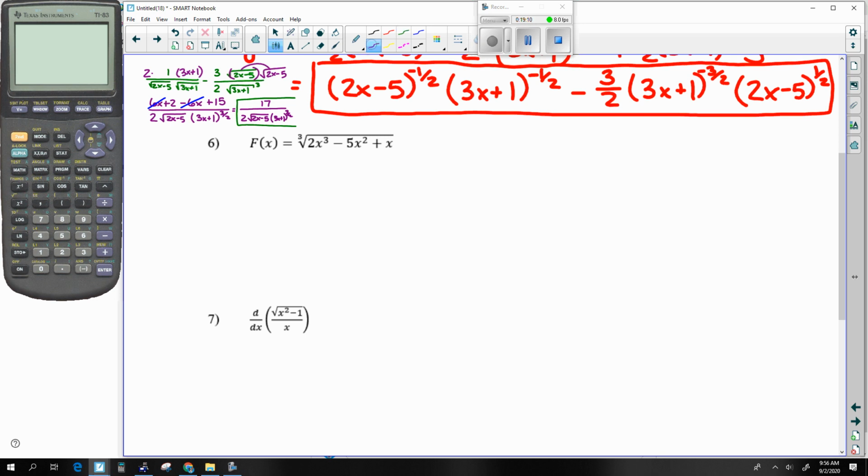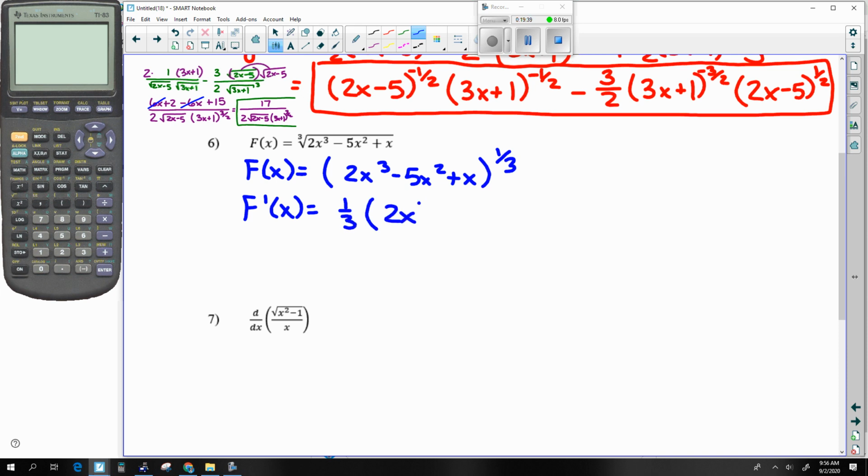Okay, I'll rewrite this first one here real quick. So this is f. I'm not taking any derivatives yet. And then this is going to be to the 1/3 power. So let's go ahead and take a derivative. So a big chain rule. So this is going to be 1/3. Leave the inside alone. The negative 2/3.